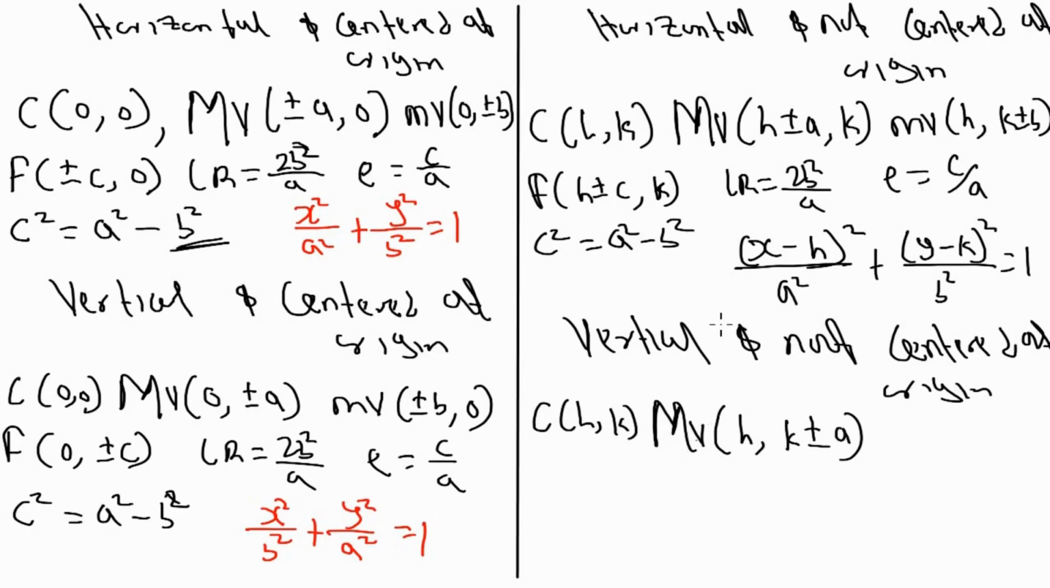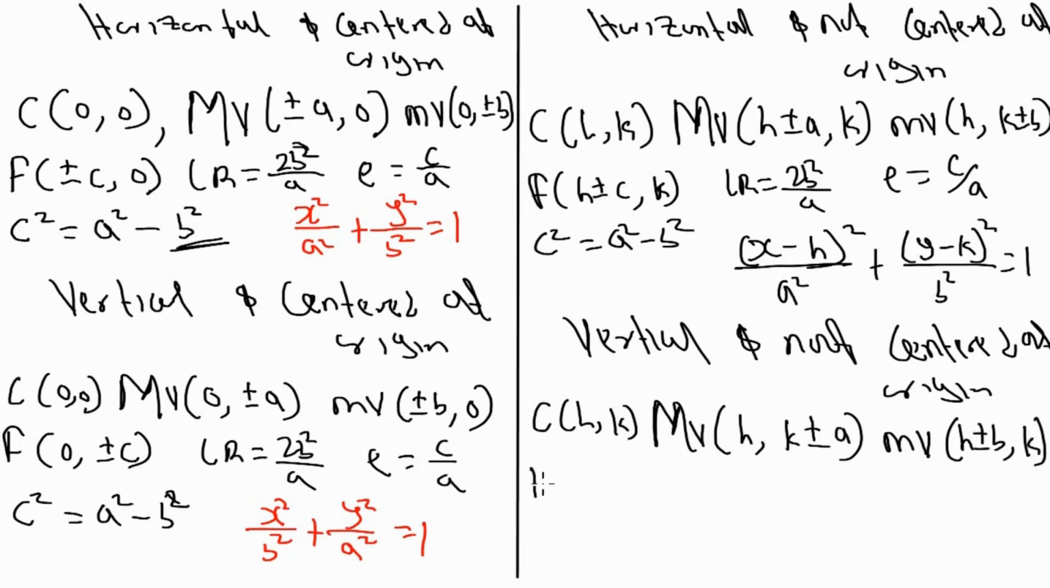The only thing you need, if you are dealing with a problem that is not centered at the origin, is to just substitute. You get my point now, exactly. So the vertices would now be plus or minus b added to the value of h, so that h plus or minus b, comma, instead of 0, I will have k.